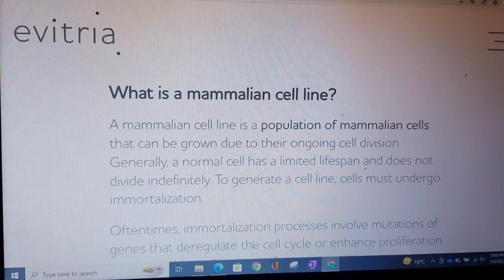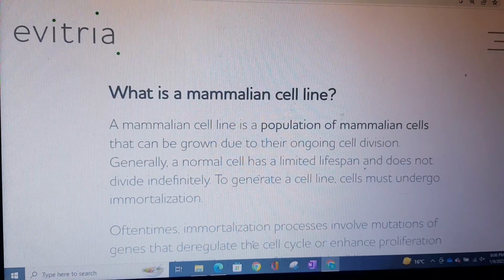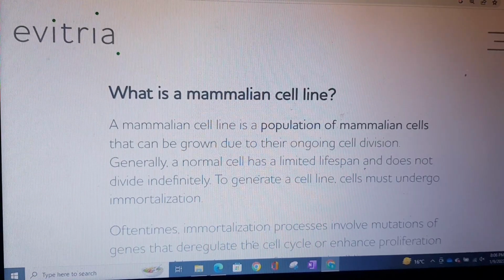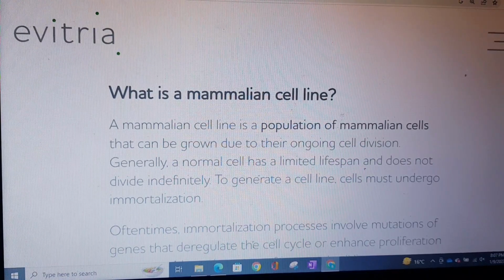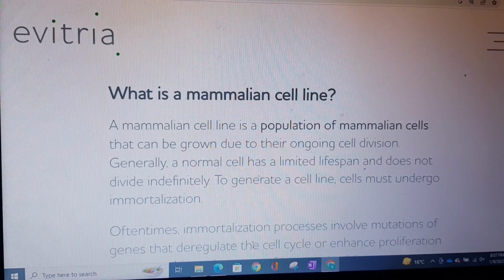So, what is a mammalian cell line? A cell line is defined as the population of cells that can be maintained in culture for an extended period of time, retaining stability of certain phenotypes and functions. Cell lines are usually clonal, meaning that the entire population originated from a single common ancestor cell. A mammalian cell line is the population of mammalian cells that can be grown due to their ongoing cell division.